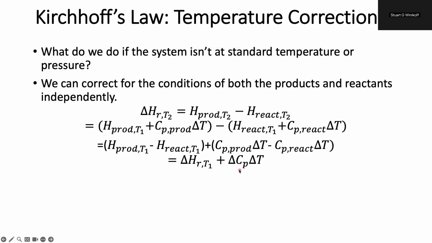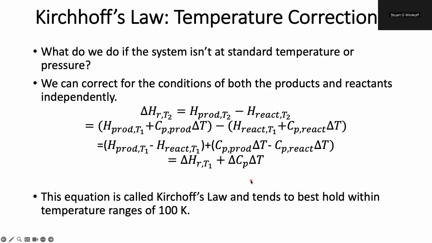Now, it is worth noting, if we do have stoichiometry at play here, the differences in the heat capacities will be calculated using the same stoichiometric techniques we use for the differences in the enthalpy. So again, we're just doing the same thing, but now for the heat capacities. Now, this idea that we can figure out the enthalpy of reaction at a new temperature just by adding in this delta Cp, delta T term, is known as Kirchhoff's law.